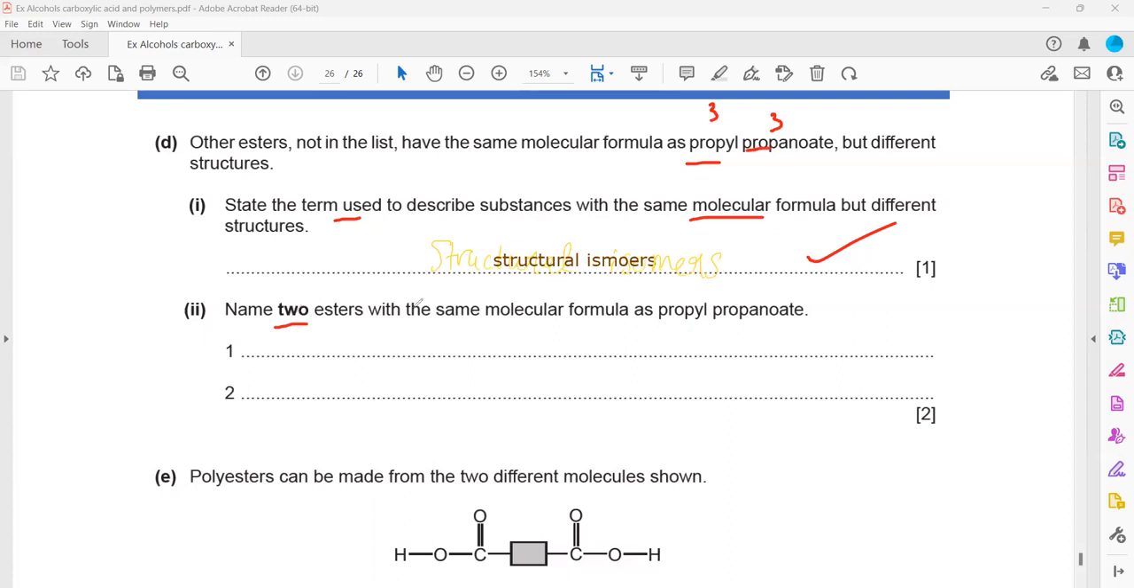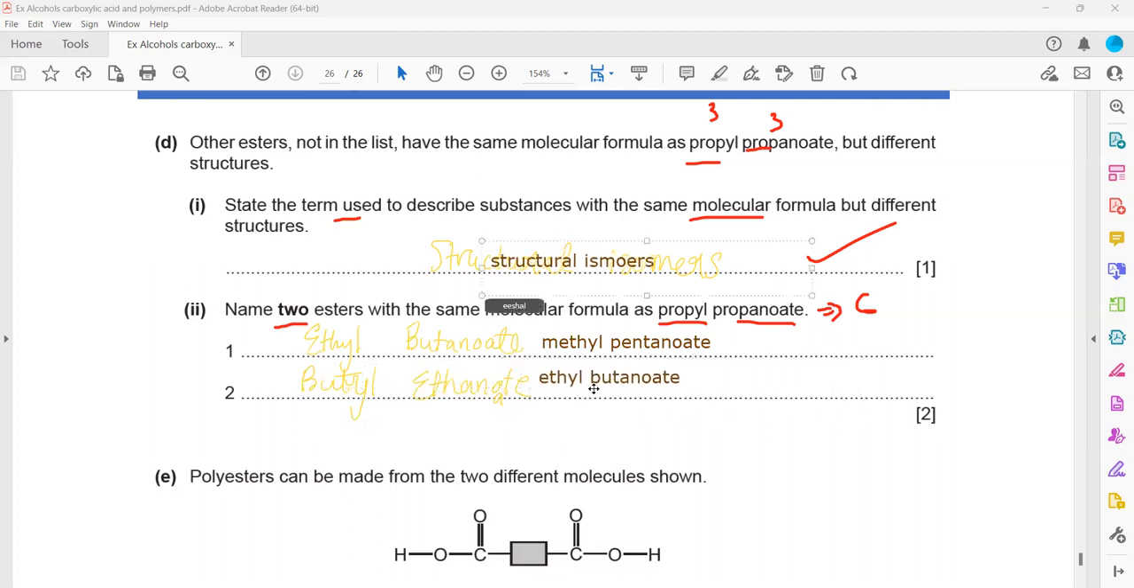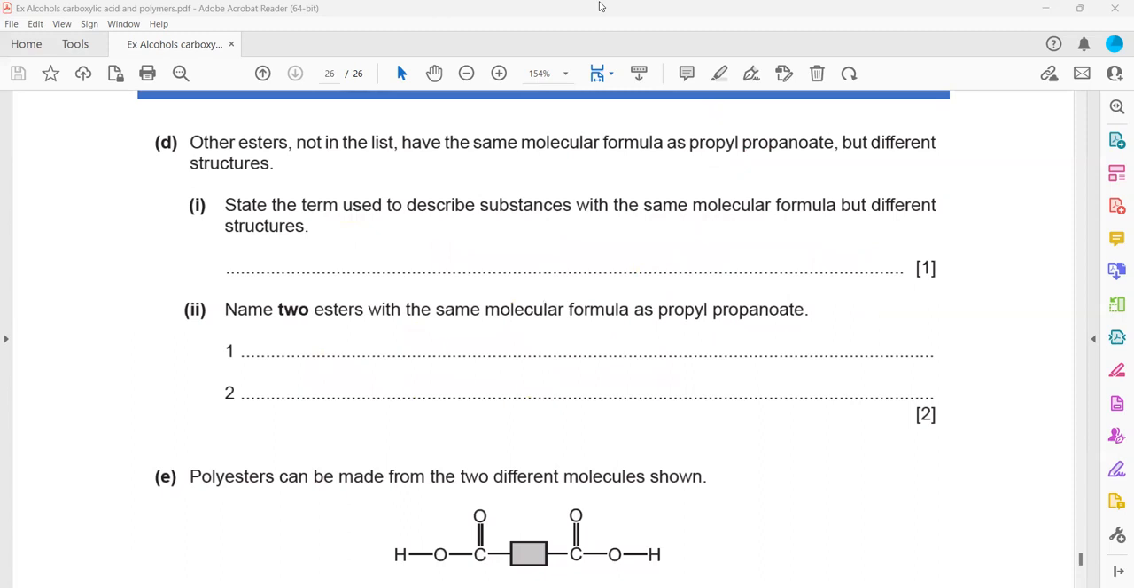State the names of two esters which have the same molecular formula as propyl propanoate. Like methyl pentanoate and ethyl butanoate. There is a variety of answers. Methyl pentanoate, yes, this is fine. Methyl pentanoate, ethyl butanoate. That's the one which should have a total of 6.